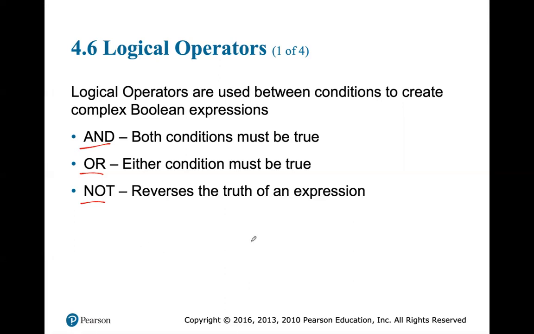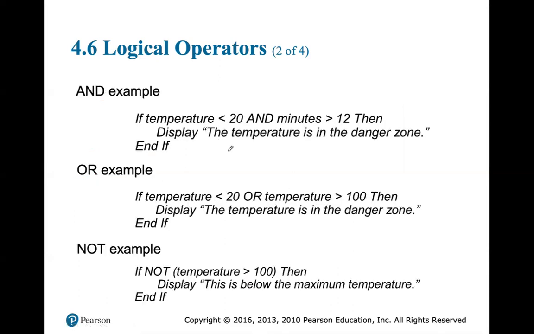So if you have an expression that evaluated to true, and you put not in front of it, it will reverse it to false. And if you have an expression that evaluated to false and you put not in front of it, it will evaluate to true. It just reverses the whole value of your expression. Now let's look at this example right here. We're checking if our temperature is in the danger zone. Not quite sure what that means, but let's pretend there is a danger zone. Now, an example of and: if our temperature is less than 20 and our minutes are greater than 12, then we're going to display the temperature is in danger zone.